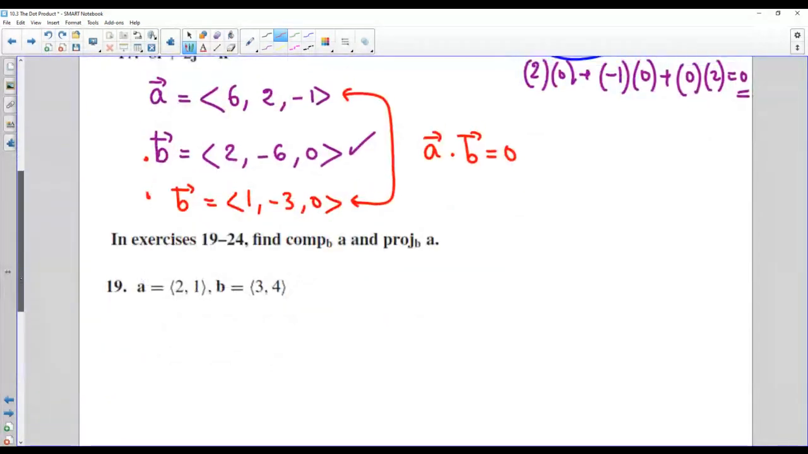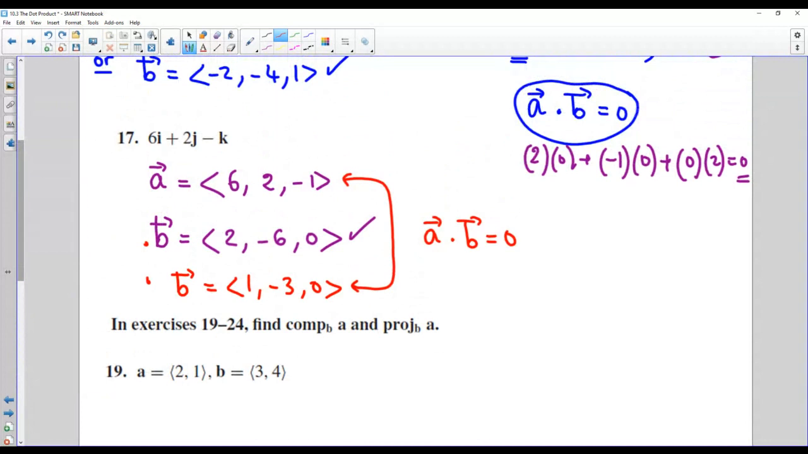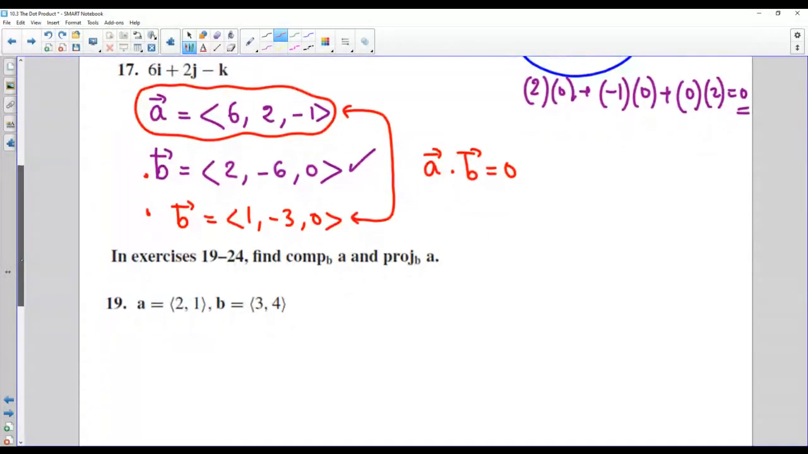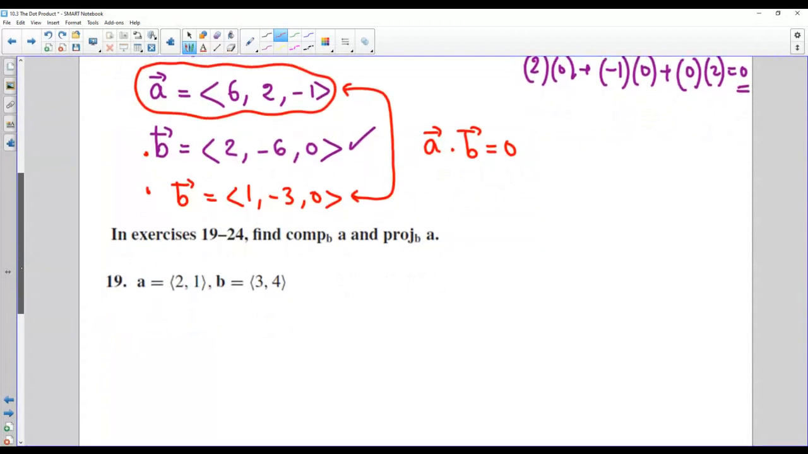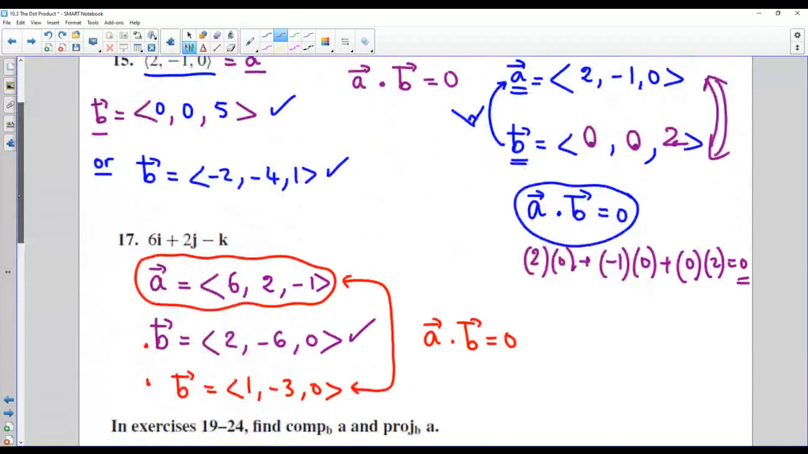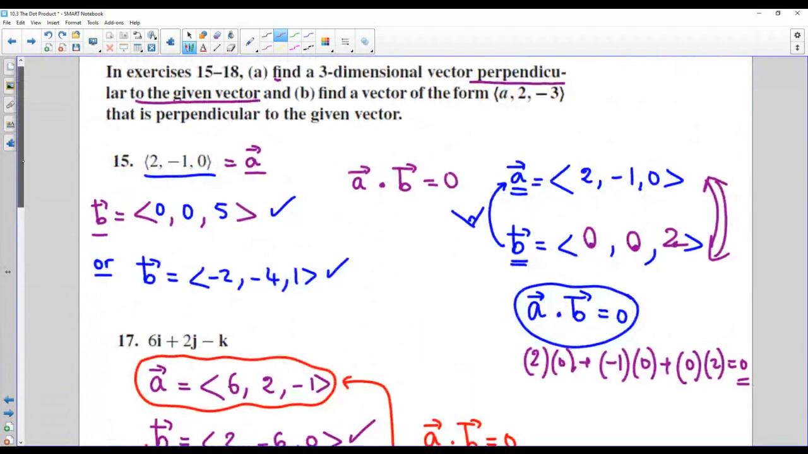So you can see that when you have a vector, there are many vectors which are perpendicular to it. There are many vectors which are perpendicular in 3 dimensions. In the plane, there are only 2 vectors, but in space, there are many vectors which are perpendicular to a given vector.